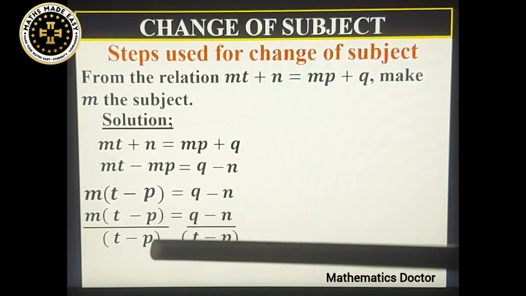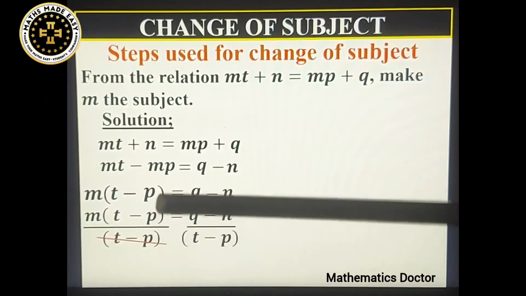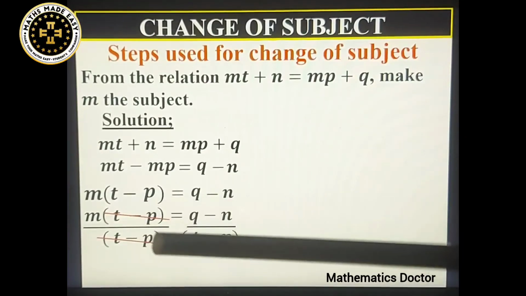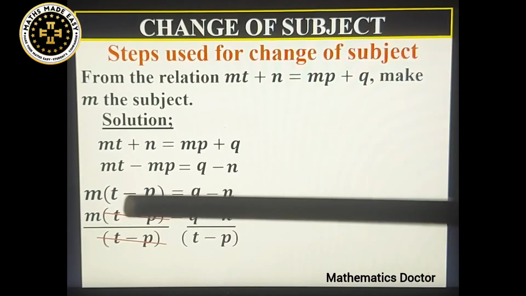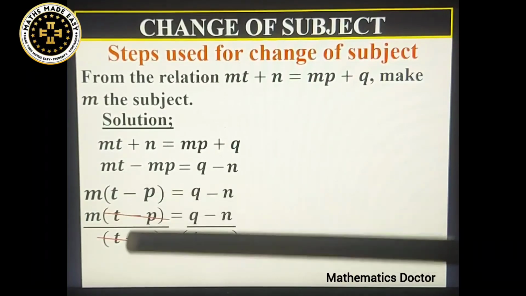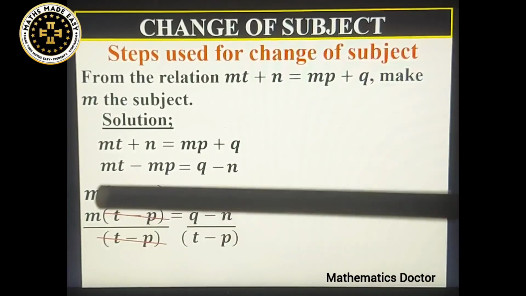Now let's cancel out. T minus p cancels at the denominator, and t minus p cancels at the numerator. So cancelling it out means it is gone. So that leaves a number 1, multiplying m to be still m. So just take it as you have cancelled them out, and it is left with m.